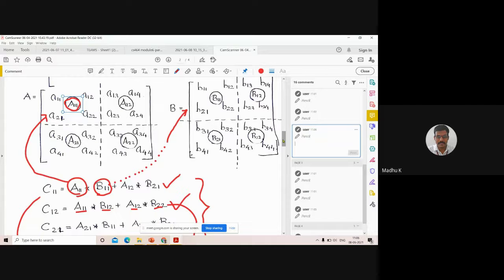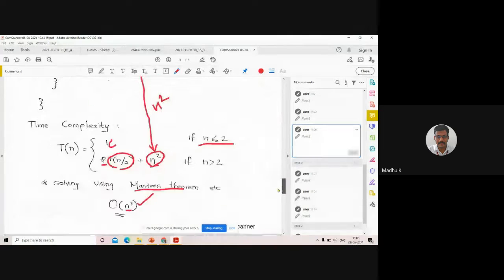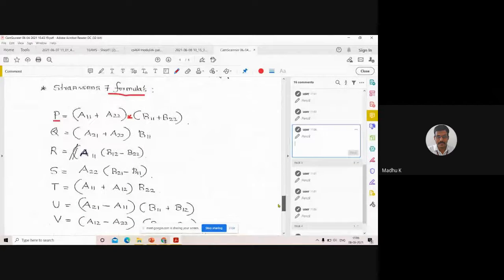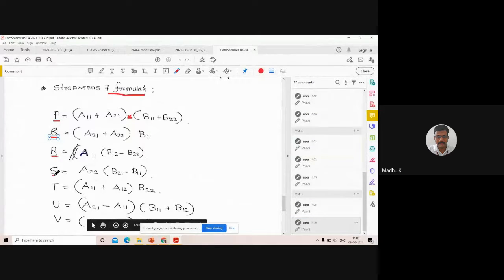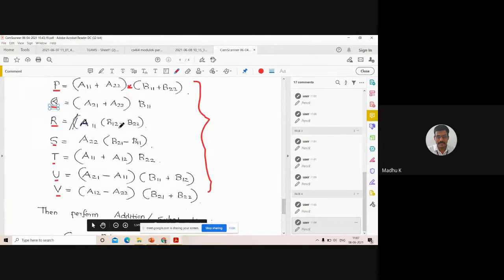Then Strassen's matrix multiplication calculates 7 variables P, Q, R, S, T, U, and V. So there are 7 formulas and 7 variables, P, Q, R, S, T, U, V. These 7 variables are calculated using 7 formulas. These formulas you should study by heart. These are the formulas. Then what will we do?